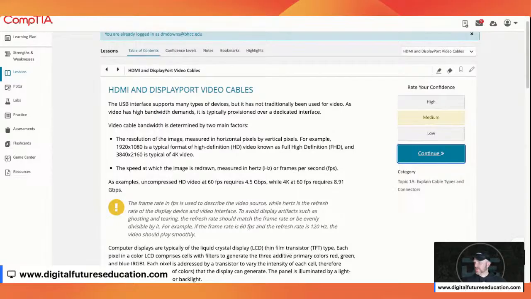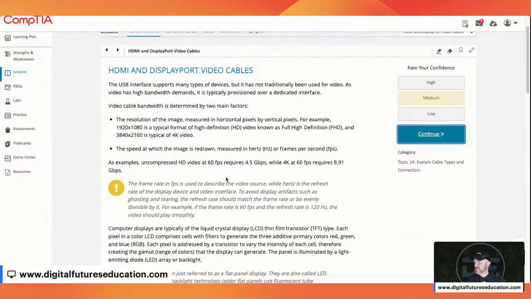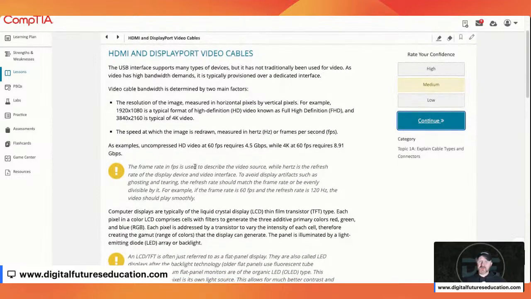HDMI and DisplayPort video cables. So the USB interface supports many different types of devices, but has not traditionally been used for video. As video has high bandwidth demands, it is typically provisioned over a dedicated interface. The cable bandwidth is determined by 2 main factors: The resolution of the image measured in horizontal pixels by vertical pixels. For example, 1920 by 1080 is a typical format of high definition video.